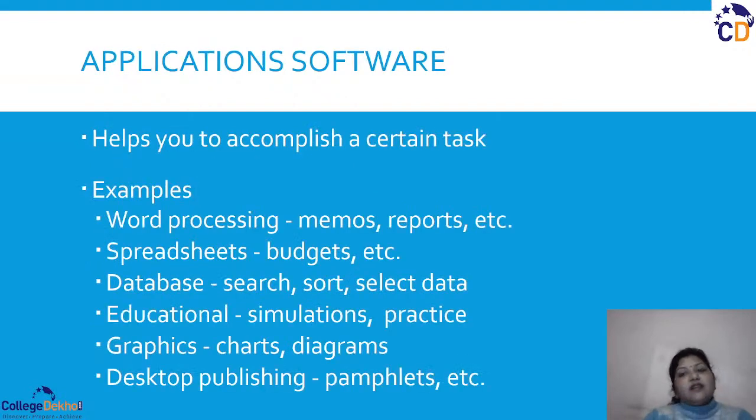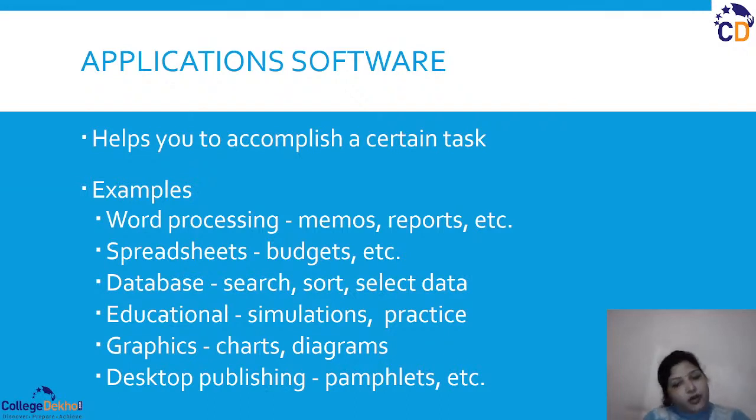Now the second class of software is application software, right? Now what are application software? Basically, application software helps you to accomplish a certain task. Suppose I want to present something. I am presenting in this session. I may be using some package, some application. What is that application? That is application software.